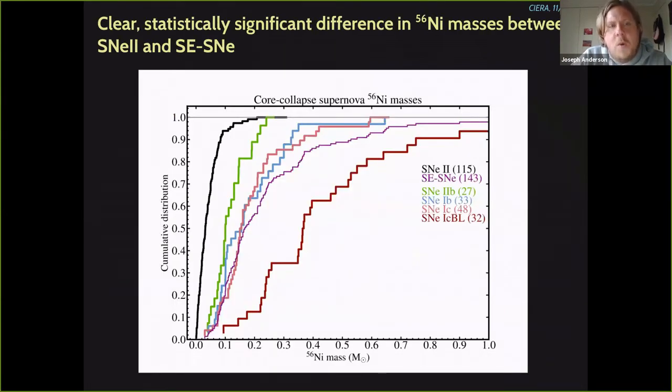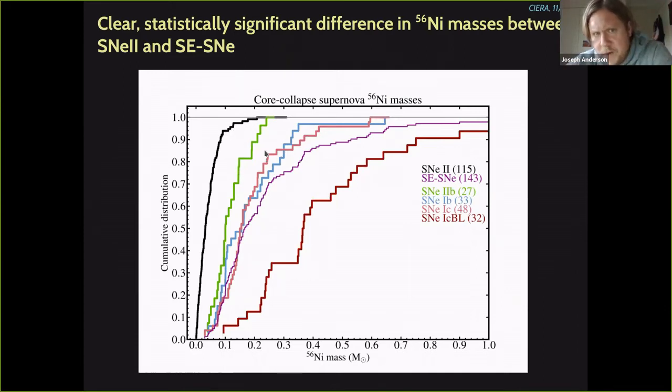So now we come back to this plot that I showed on the first slide. After collating all these literature values and combining them into distributions for the different supernova types, I come up with this community distribution. Again, on the x-axis, nickel-56 mass, going from 0 on the left-hand side to 1 solar mass of nickel on the right-hand side. And these are cumulative distributions. The black shows the type 2s here.